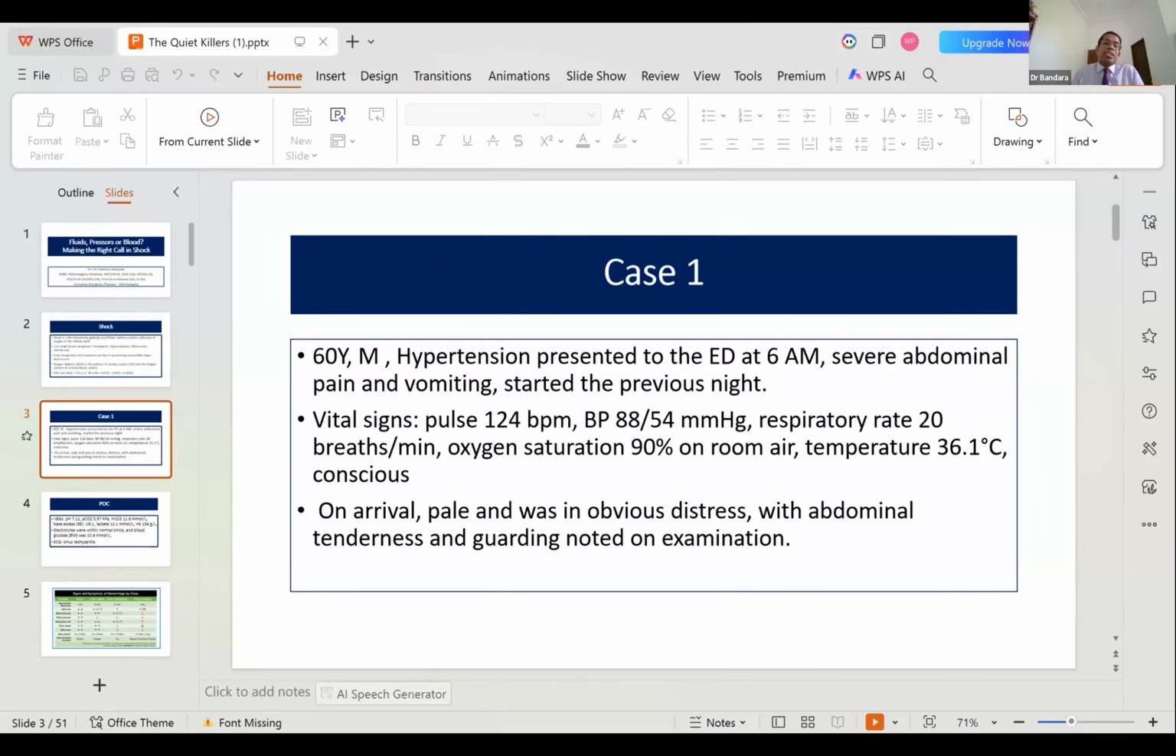Despite supportive care, the patient continued to deteriorate and basically had a PEA cardiac arrest, and so the patient died. But the important thing which I want to elaborate on is the shock index, when to activate the massive transfusion protocol, and how to get the team dynamics and the multidisciplinary team approach.